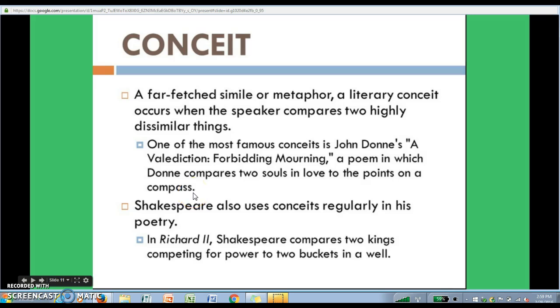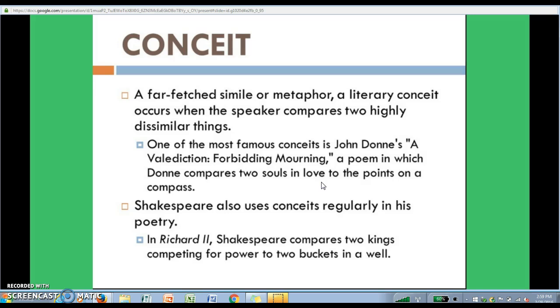So usually, with a good old-fashioned metaphor, the purpose is to compare two things to create a clearer image, such as comparing two souls in love to doves. That makes sense. That's a normal, good old-fashioned metaphor that helps us better understand what these lovers may be like. Now, when Donne compares two souls in love to two points on a compass, the reader might go, "What? I don't get it." And that's essentially the difference between a conceit and a metaphor.